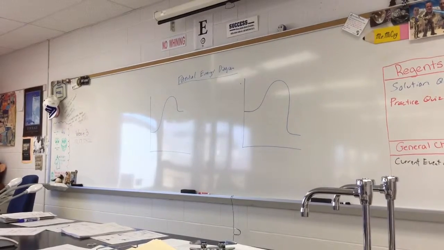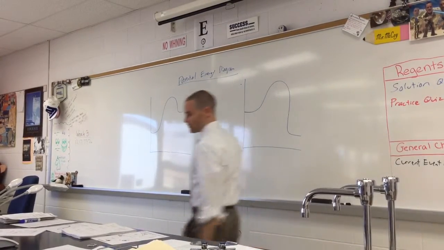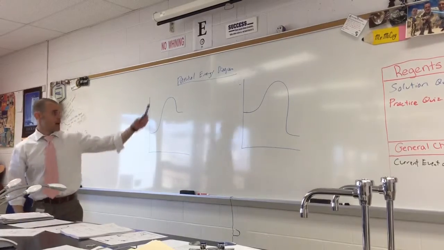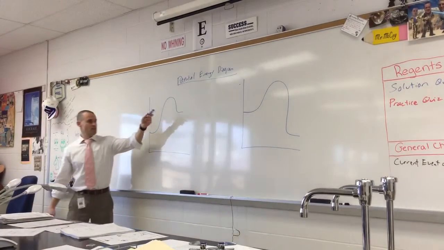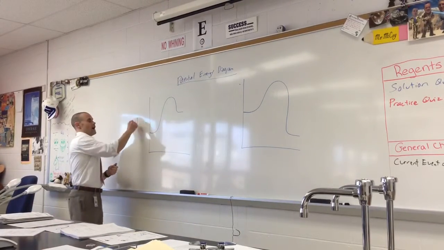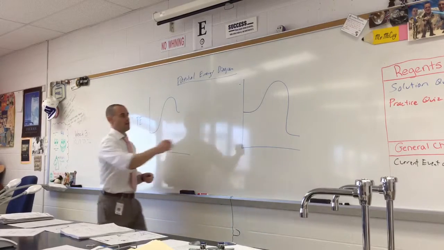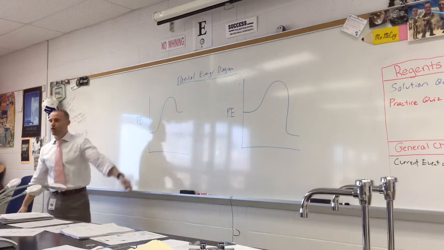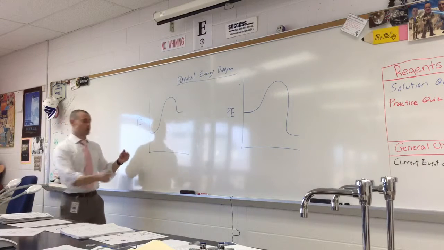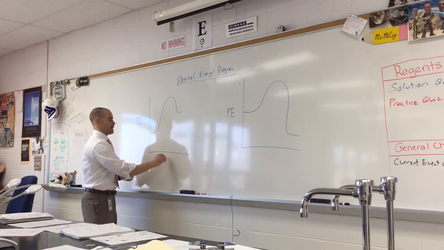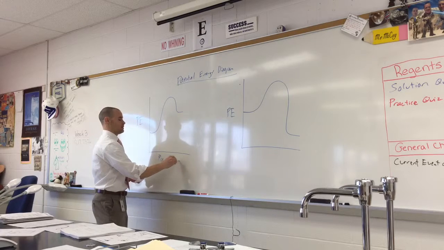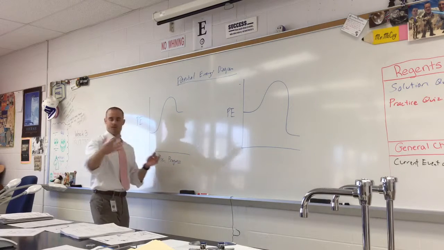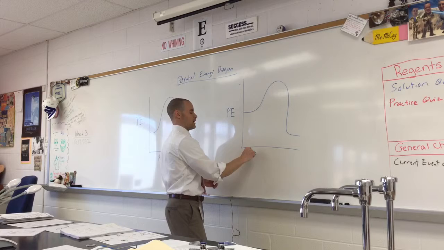So we have two different types of reactions here. Remember, on these potential energy diagrams, the energy is on the y, so label that PE, potential energy. And then on the x, we can put reaction coordinate. I'll just put reaction progress, RXN progress. In other words, from start to finish, that's what reaction progress means.